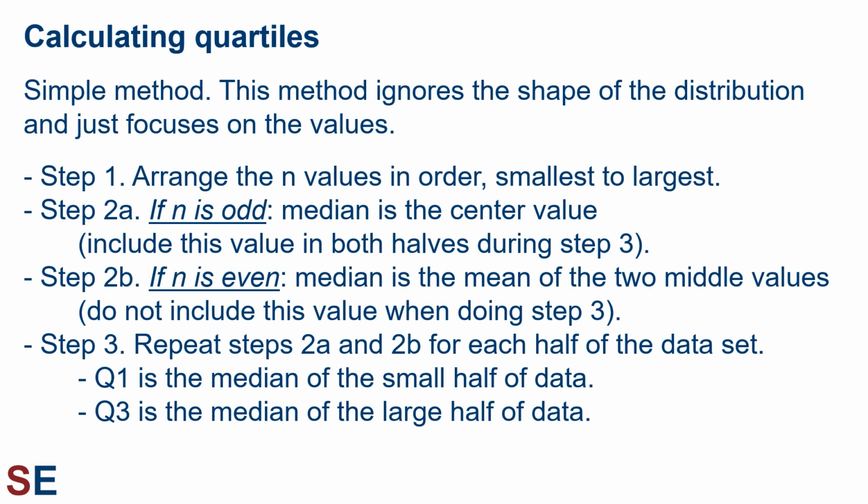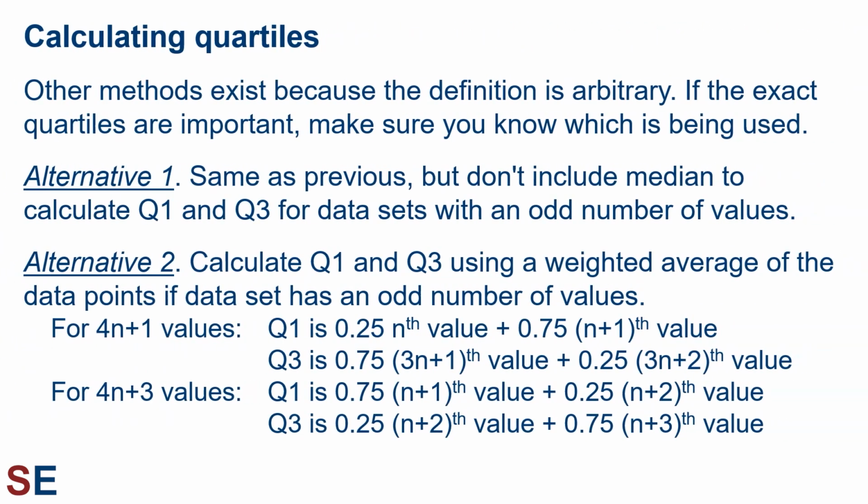If there's an even number of values, the median is the middle of the 2 middle values. Because this median is not an actual data value, we would not include it when we're doing step 3. And then in step 3, we're going to repeat either step 2a or 2b, depending on whether the top half and bottom half of the data set have an even or odd number of values. And then Q1 would be the median of the smallest half of the values, and Q3 would be the median of the largest half of the values.